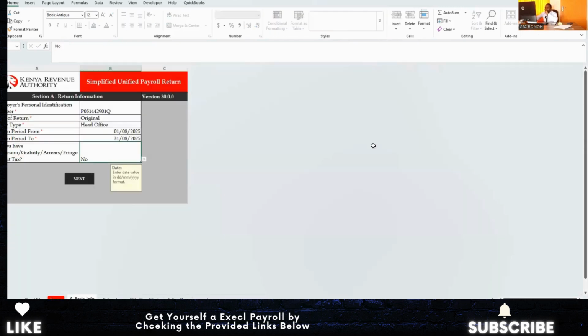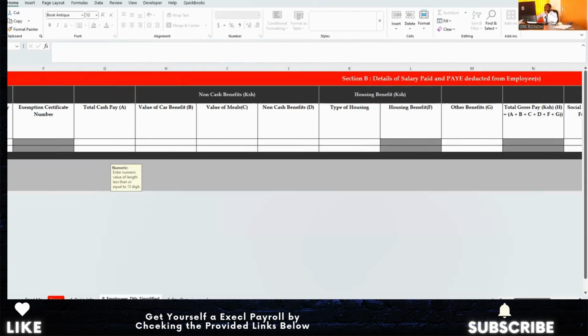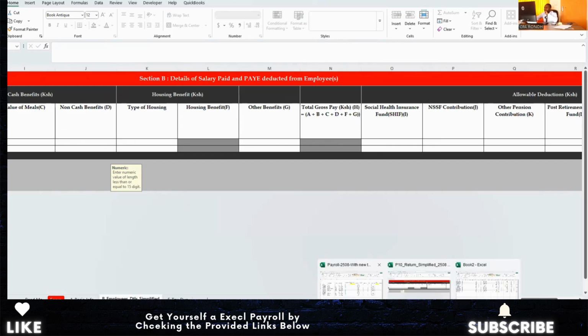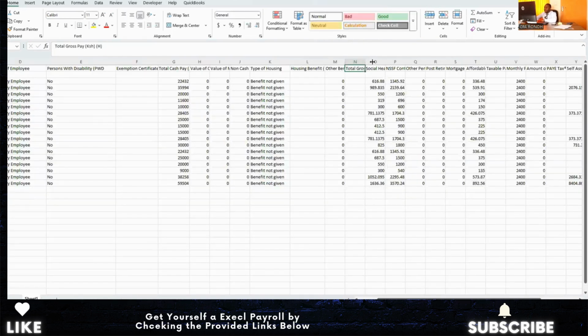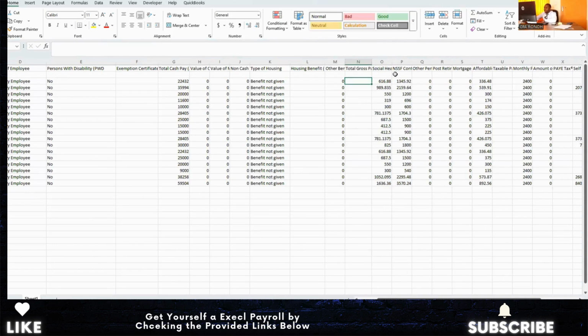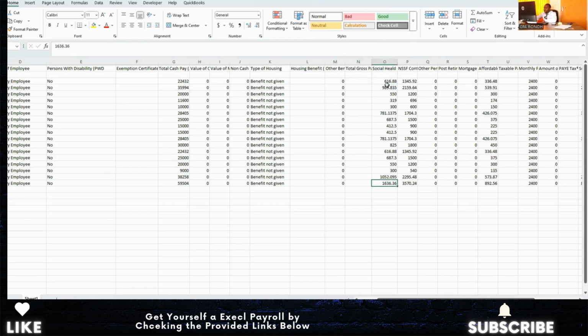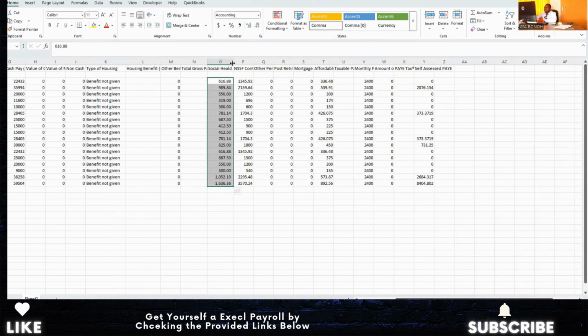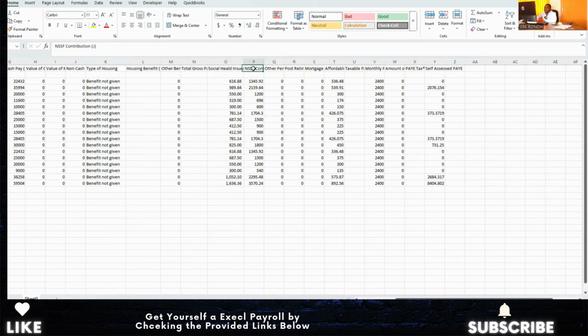Let's see our total gross. Total gross per year should be inactive, so in this case also our CSV should be empty, which is okay. Social housing levy, can we put 3 decimal place, 2 decimal place? See it picking, we can put 2 decimal place. That is the column for SHA, NSSF, other benefits, pension, housing levy.